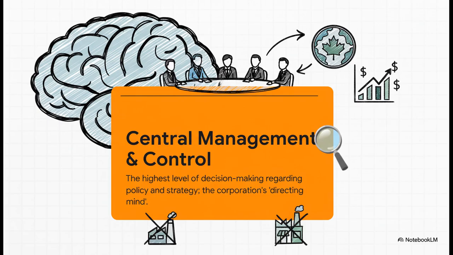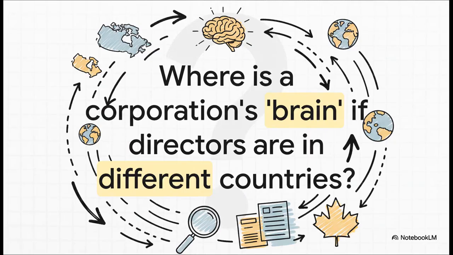So what exactly is this central management and control? Well, the best way to think of it is as the corporation's brain. Now, we're not talking about the manager running a specific plant or the person in charge of a sales team. We're talking about the highest level, usually the board of directors, the people making the big, strategic decisions that set the entire company's course. Okay, that makes sense.